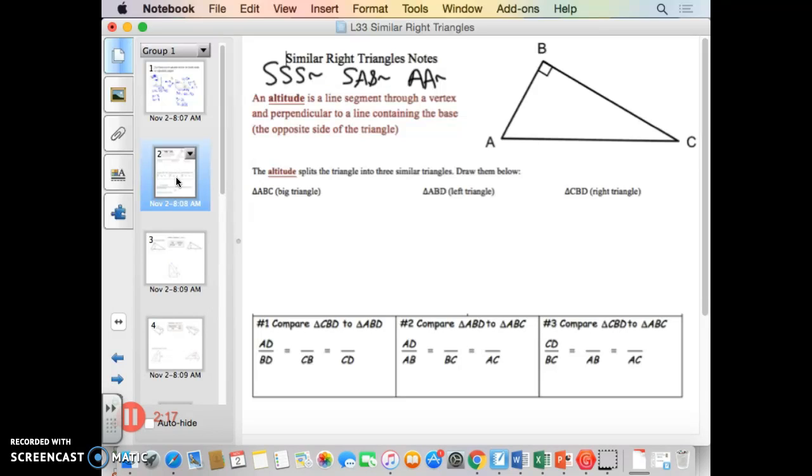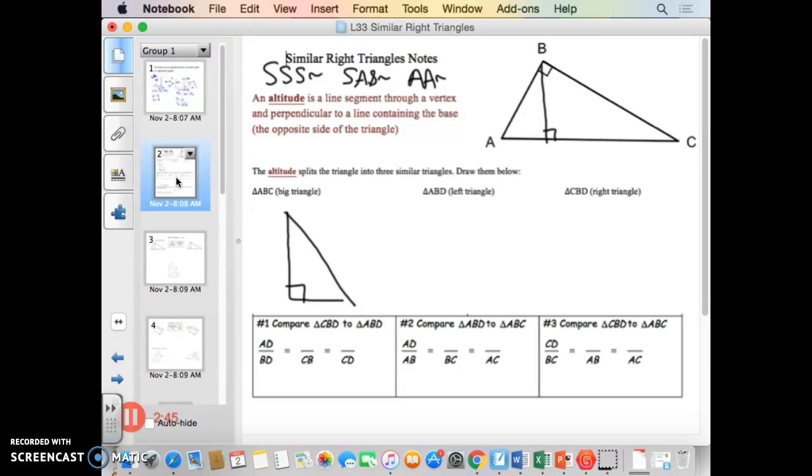So let's go ahead and look. We're going to split it up into 3 triangles. So first we're going to bring down an altitude. In altitude, you should be thinking height. So we're going to look at the height of this triangle here. And what you should notice is that if you bring down an altitude, you're going to actually form 3 right triangles: a big one, the one on the left, and the one on the right. So I'm going to draw them all this way, just so you can see the relationship.